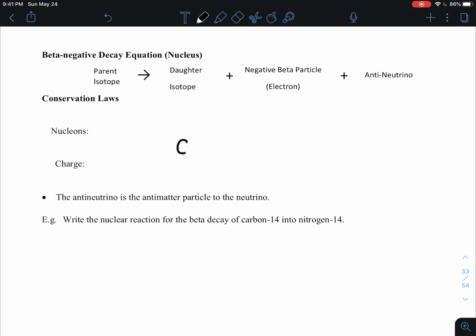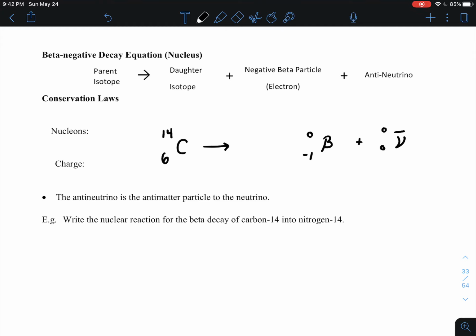So I'm going to say carbon 14, and we know that carbon 14 has 6 protons because it's number 6 on our periodic table. I'm going to skip over the daughter product because I'm not quite sure what it is yet, and I'm going to have a negative beta, or beta negative. You can replace this with an electron too if you'd like. And we also have an antineutrino. So I'm going to just say antineutrino.